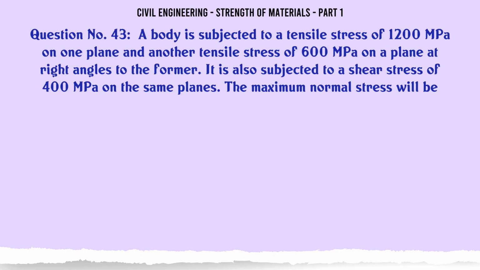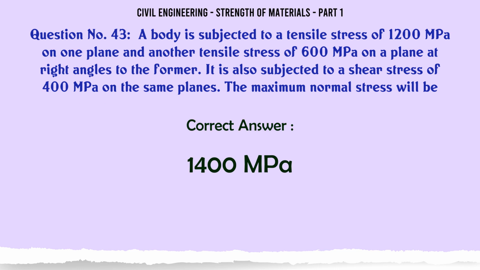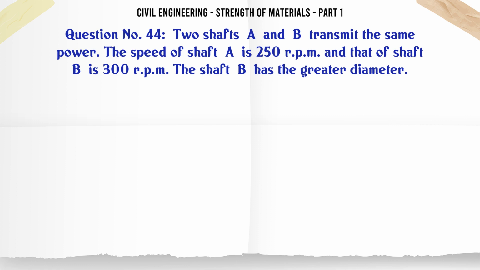A body is subjected to a tensile stress of 1200 MPa on one plane and another tensile stress of 600 MPa on a plane at right angles to the former. It is also subjected to a shear stress of 400 MPa on the same planes. The maximum normal stress will be: A. 400 MPa, B. 500 MPa, C. 900 MPa, D. 1400 MPa. The correct answer is 1400 MPa.